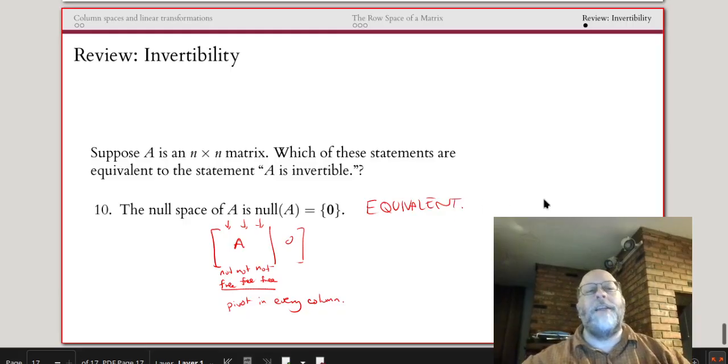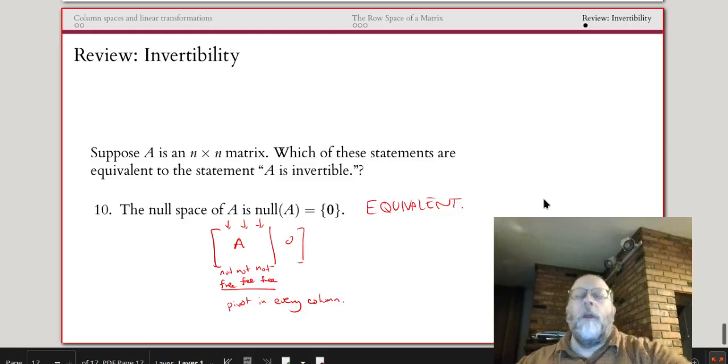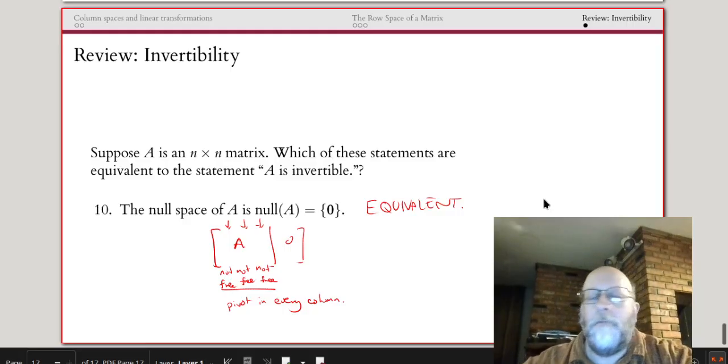So we've seen 10 completely different ways of saying that the matrix A is invertible using the language of linear algebra to convey this idea that we have a pivot in every row and every column using different concepts.